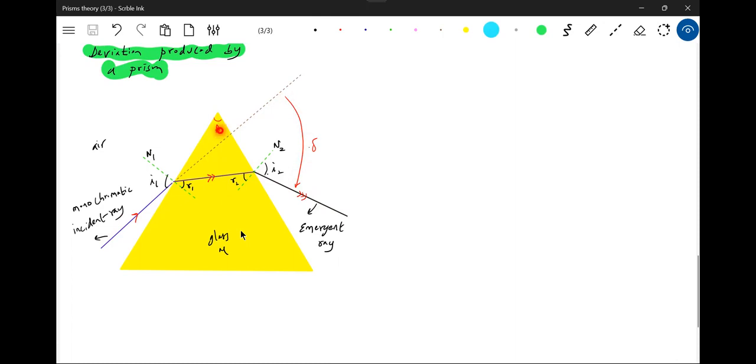Now, A is called the angle of prism. These are the refracting faces. What we are seeing is the principal section here. I'm just interested in measuring this deviation. So what quantities do I usually know? I know the deviation. I want to express this deviation in terms of the angle of incidence I1, mu, and the angle of prism. Let's try to get an expression for this.